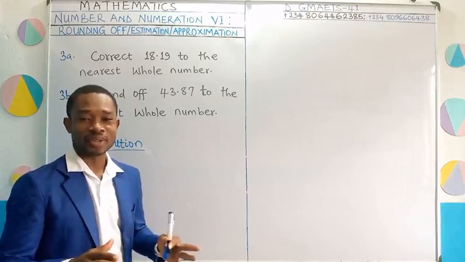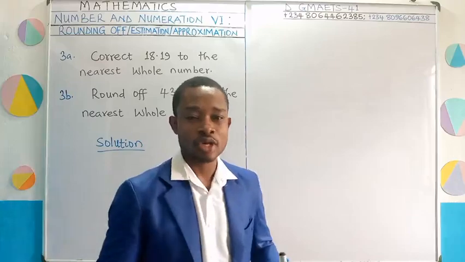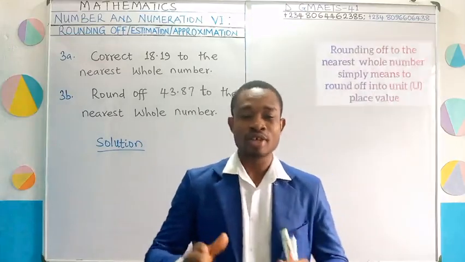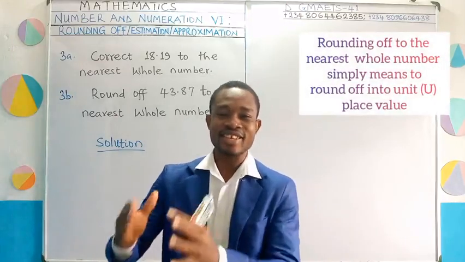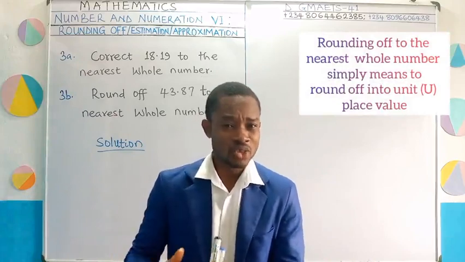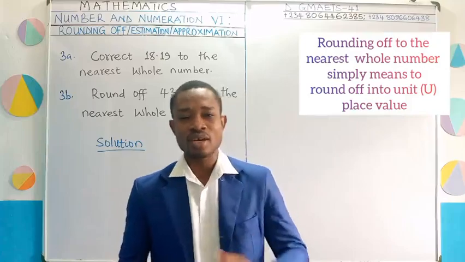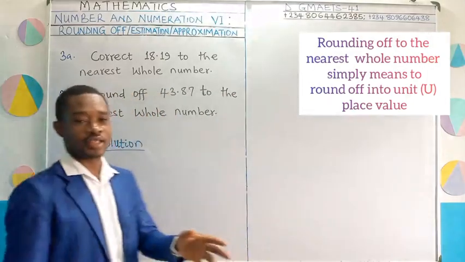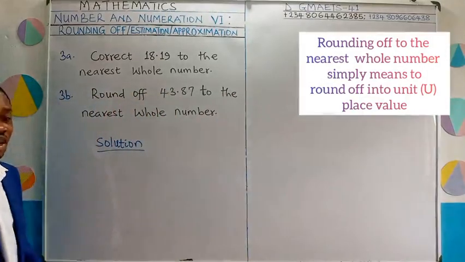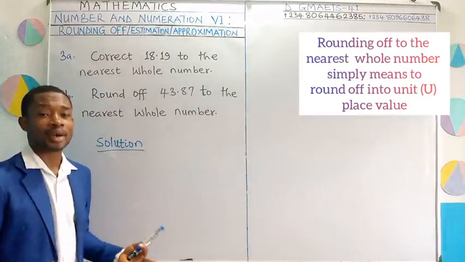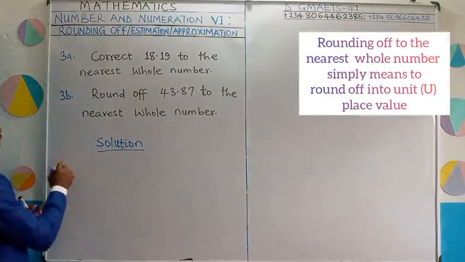Now it's very simple. Rounding off to the nearest whole number simply means round off to the nearest unit. To the nearest what? Unit. It means you are rounding off into the unit's place value. Does that make sense? It could be rounding down, it could be rounding up. So let us see what these two questions are for us.